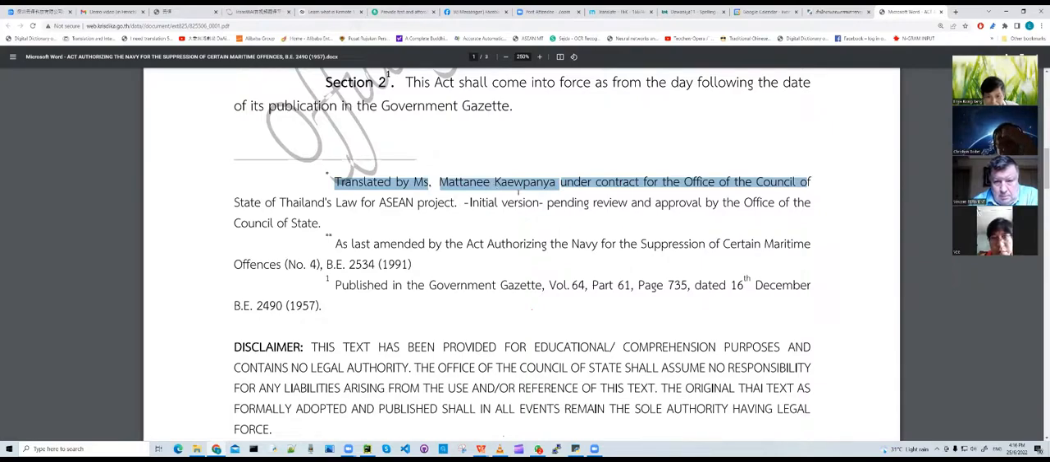You see, it's translated by Mr. Topong Smithy under contract of the council. So it is not, as I repeat, not translated by the ministries. The ministries ask the office of the Council of State to find translators to do the translation. So Mr. Topong Smithy, for instance, is a professional translator. And we should actually find such a person.